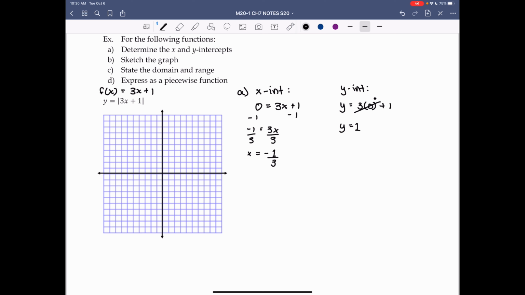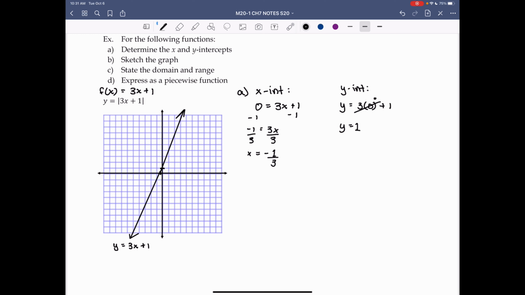Part B, let's sketch the graph. So we know that our y-intercept is at 1 and our x-intercept is at negative 1 over 3. So about here, we'll say. So our graph is going to look something like this. That graph is y equals 3x plus 1.